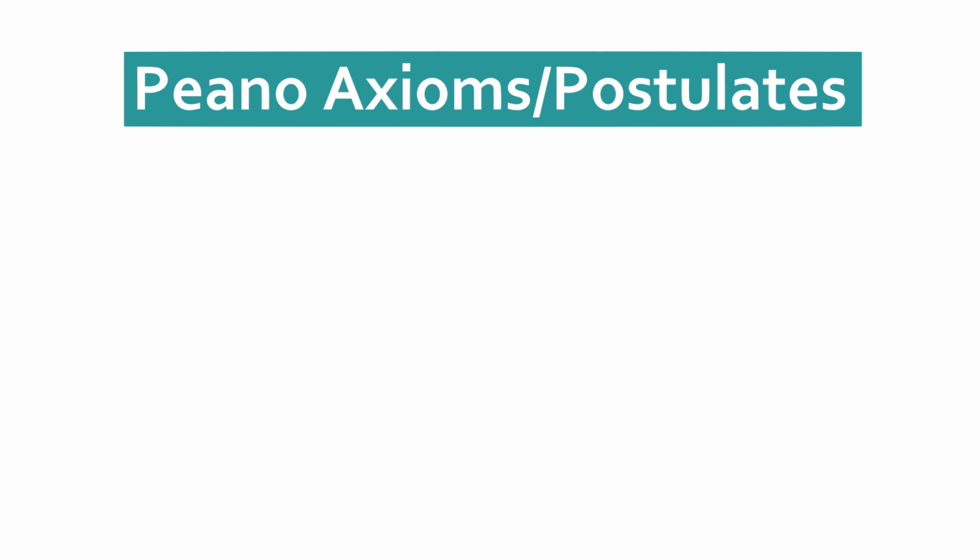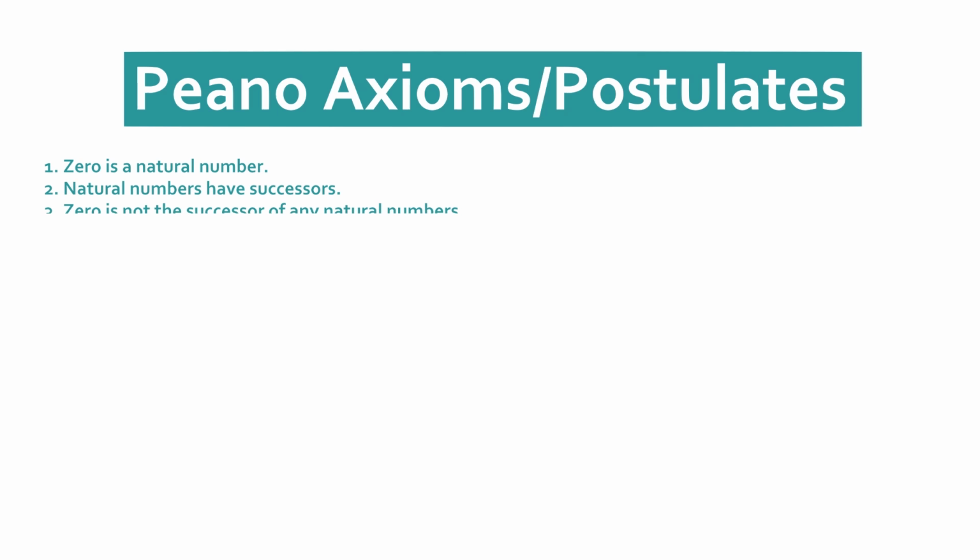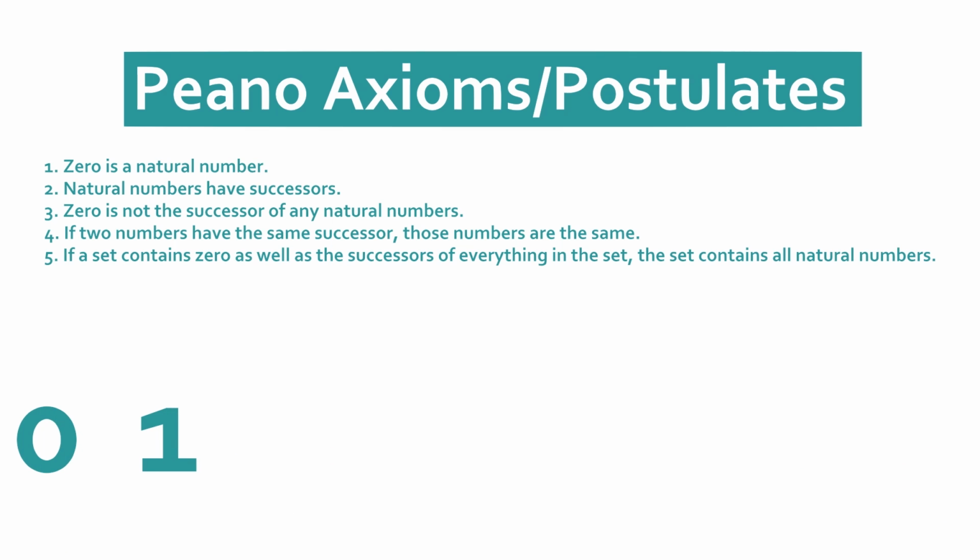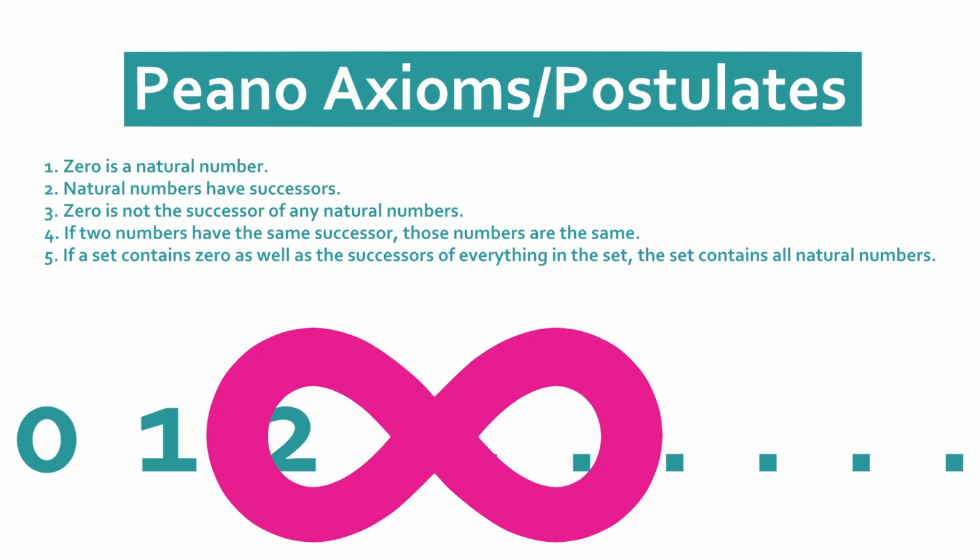First, they state that 0 is a natural number. Next, they state that natural numbers have successors that come after them. And 0 is a successor to nothing because negatives aren't considered natural numbers. Also, if two numbers have the same successor, then they must be the same thing. And if you have a set that contains 0, its successor, that number's successor, and so on, you will have a set with all the natural numbers.